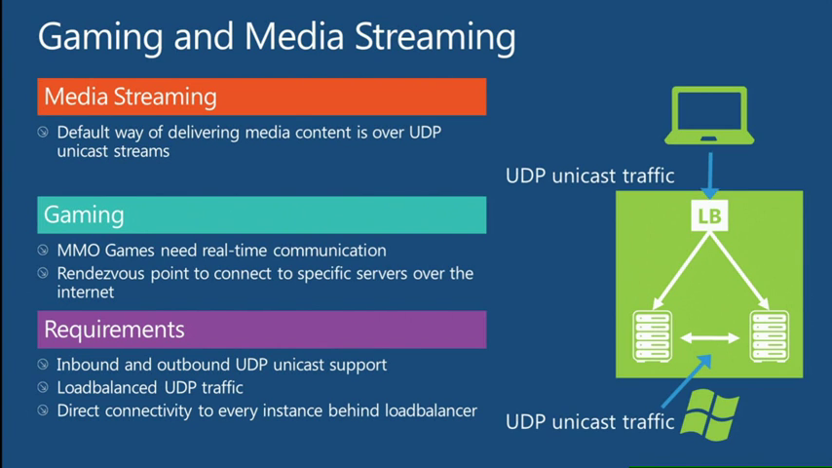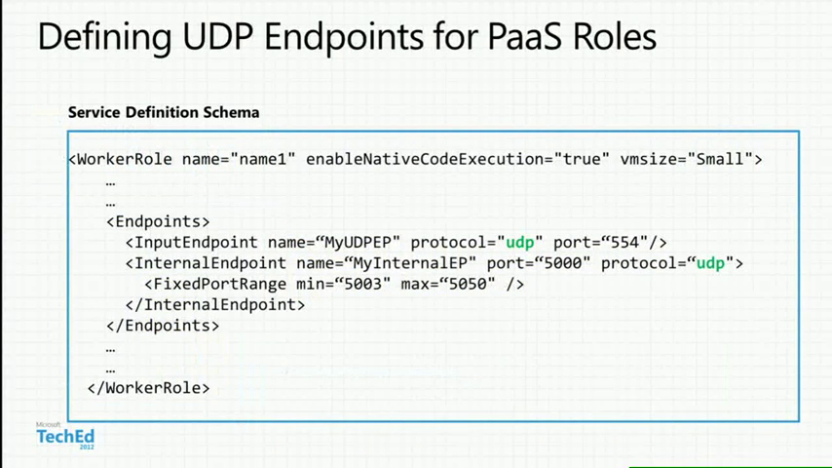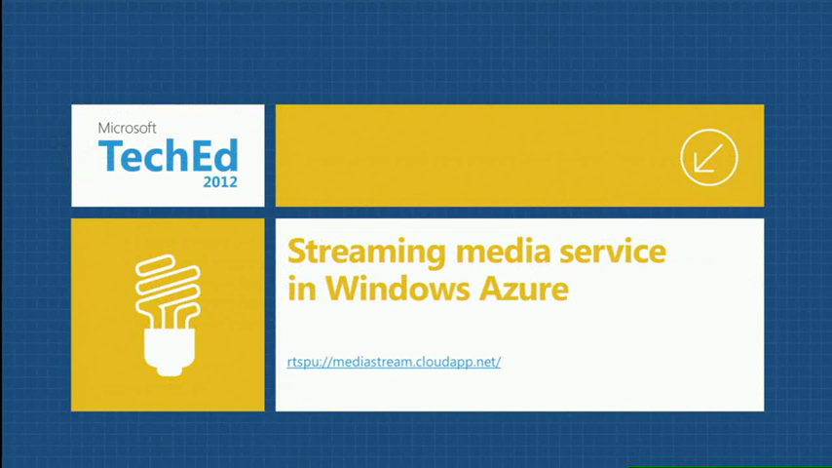We allow UDP both coming into the network through the load balancer, as well as UDP for communication between virtual machines. So I'm going to show you a demo, but if you were using platform as a service in the past and you're used to looking at the service definition schema, it's extremely simple to enable UDP right now. All you have to do is replace wherever you had TCP with the word UDP, and you have UDP communication enabled for that.